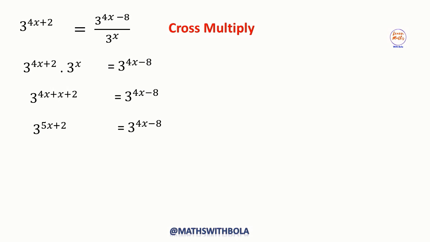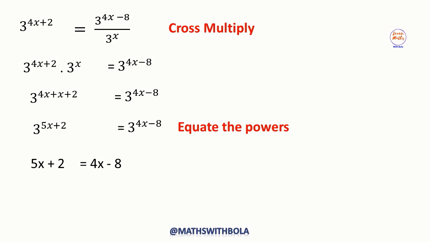Now, this is almost solved. What do we have to do? Since the base is the same, you have 3 here and you have 3 here, all we have to do is equate the powers to each other. To have 5x plus 2 is the same as 4x minus 8.